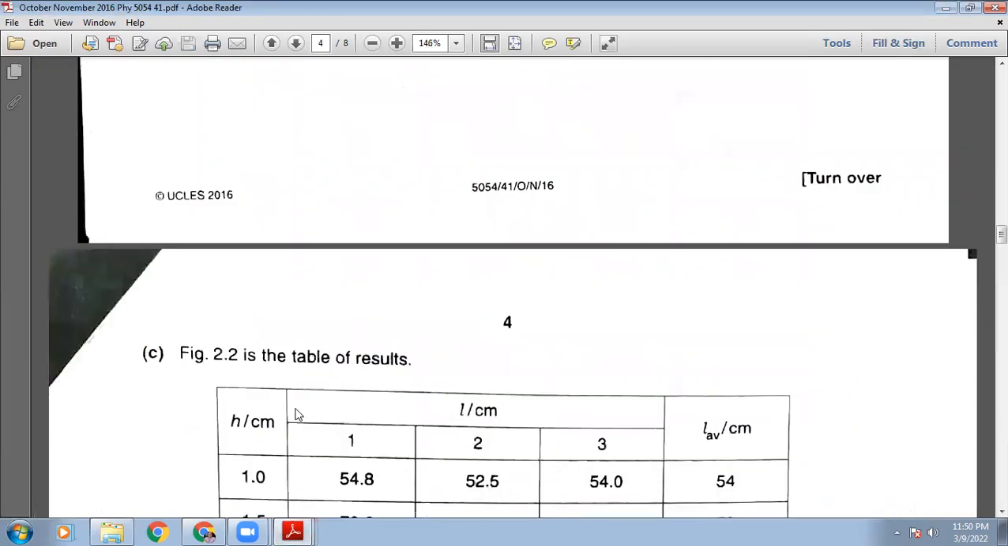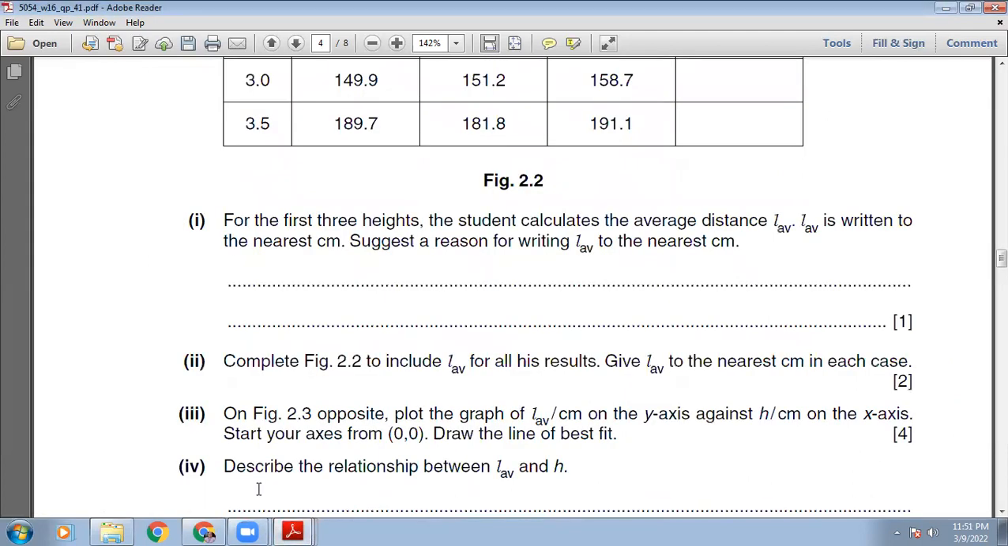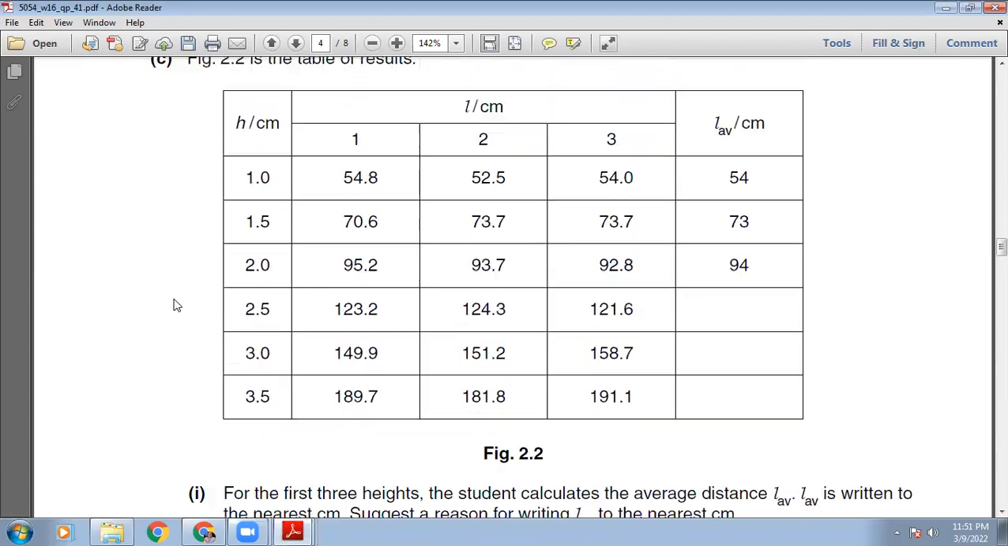Let me show you my answer. The variation in each set of values of data is more than 1 centimeter. Then he says, complete the figure 2.2 to include L average for all his results. Give L average to the nearest centimeter in each case. So they're talking about this table.